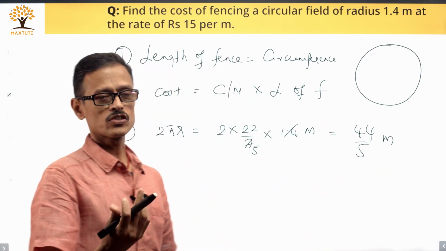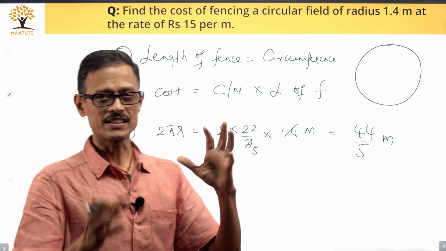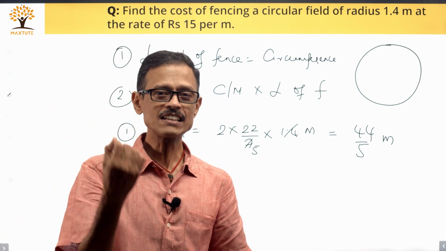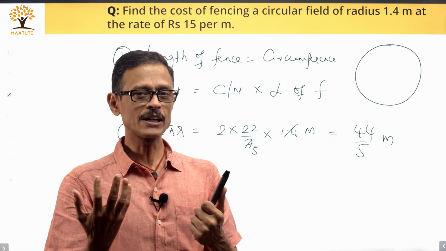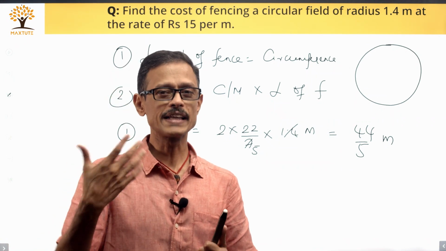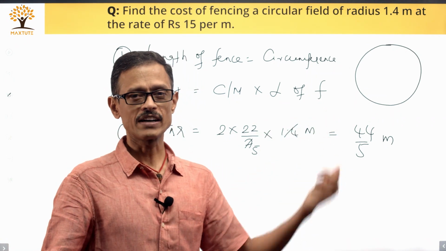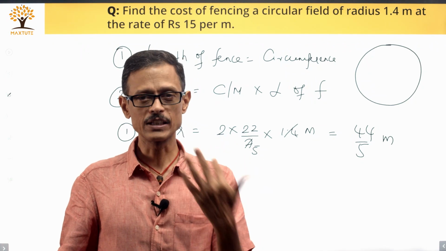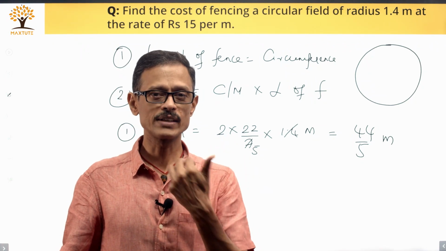Because the question is to find out what is the cost of fencing. That is the final answer you are looking at. Any intermediate step calculation, the lesser we do, the better off we are. We do not need to do too many calculations. Saying 44 by 5 is equal to 8.8 and then doing it is probably not worth it. Let us see, some of these numbers might actually cancel out.